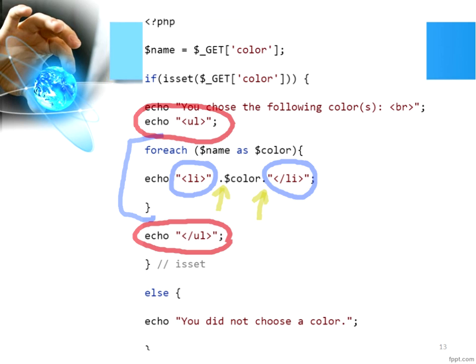Echo is like print. Any questions? It is clear. So in this example, I will get all the colors checked by my user, and after that I will display all these colors as an unordered list.